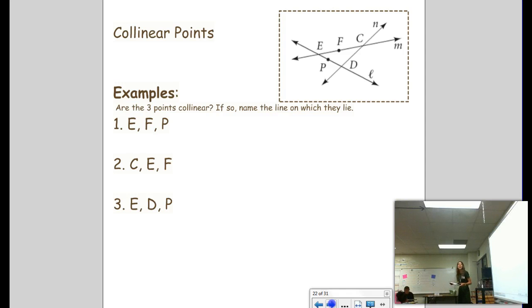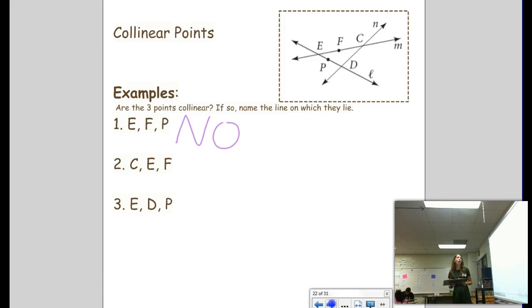So, Jessica, what do you think? Are E, F, and P collinear? You can look at your paper because it's hard to see that diagram from where you're sitting. Are E, F, and P on the same line or not on the same line? Yes or no? No, they are not collinear. Everyone put a big fat no. Do we have to do anything if we say no? No.